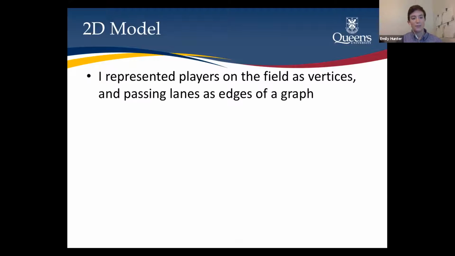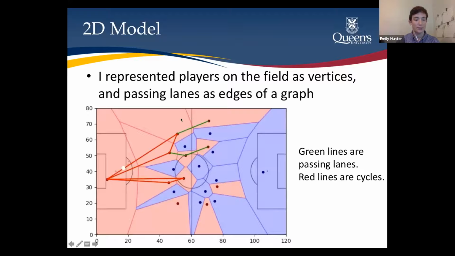So to implement this 2-dimensional model, we decided to apply graph theory, where every player on the field is going to be a vertex, and every passing lane is an edge of a graph. So you see in this picture, again, a Voronoi tessellation, and the ball is down here on its way to the goalkeeper. So all the players are a vertex on the field, and every pass is an edge.